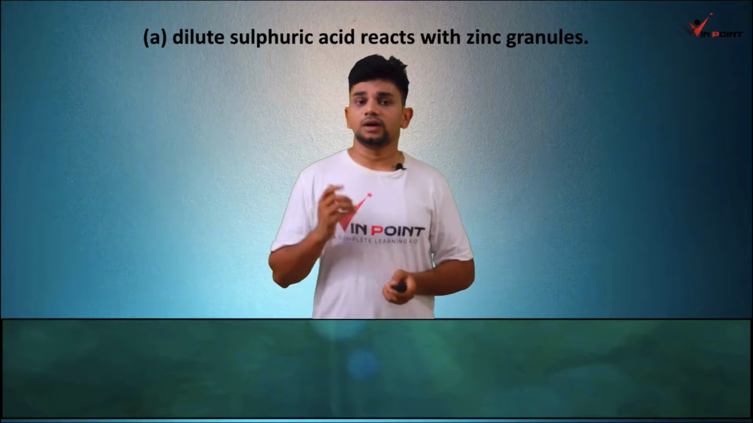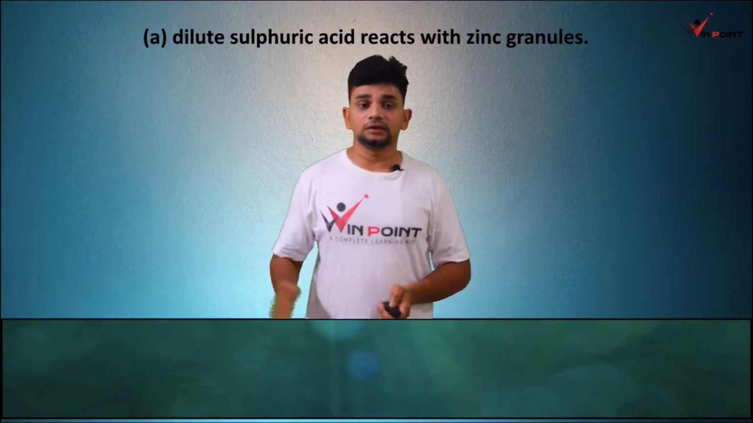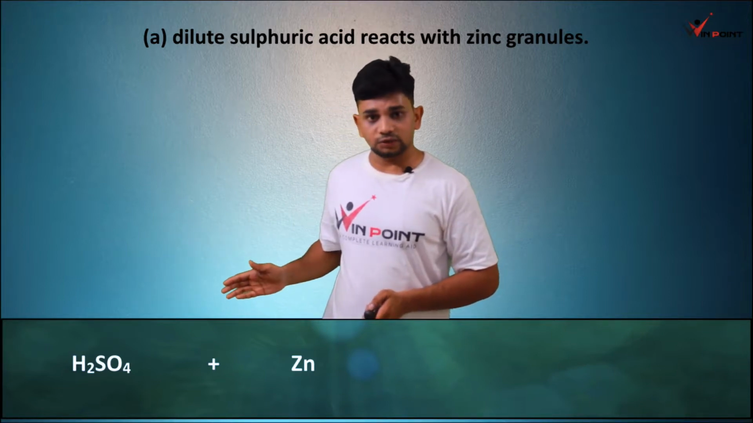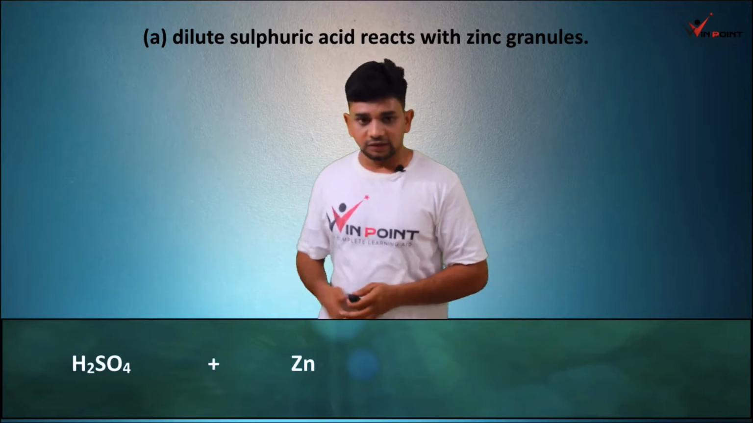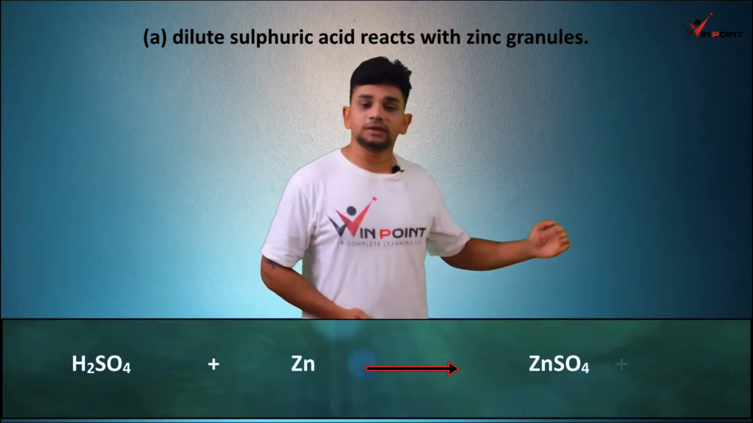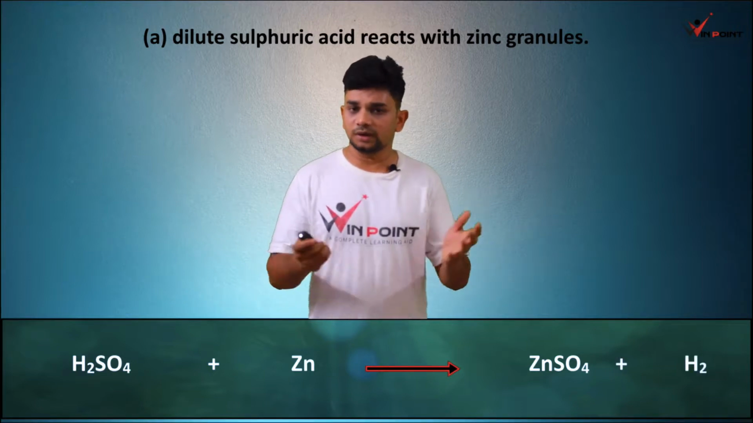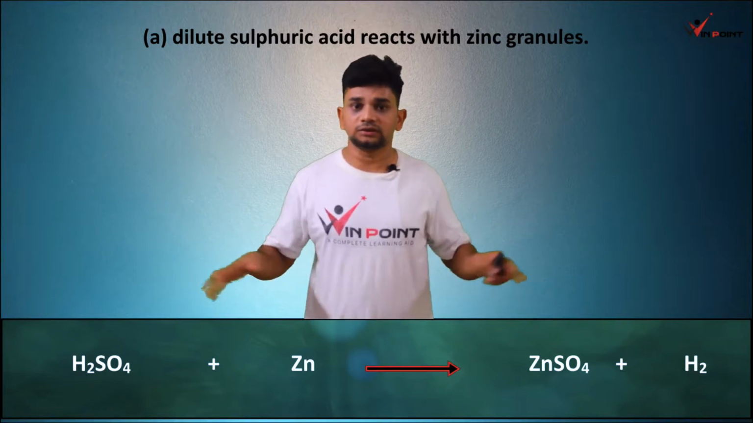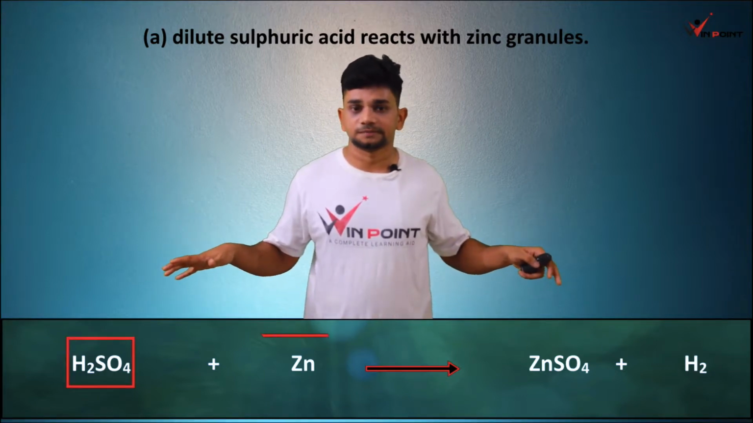What is the formula of sulphuric acid? Sulphuric acid is H2SO4, right? H2SO4 plus zinc. There are two reactants, H2SO4 and zinc. The products will be ZnSO4 plus H2. These are the products. How can we balance it? First we need to make boxes everywhere, right? We are making boxes on the reactant side and product side.